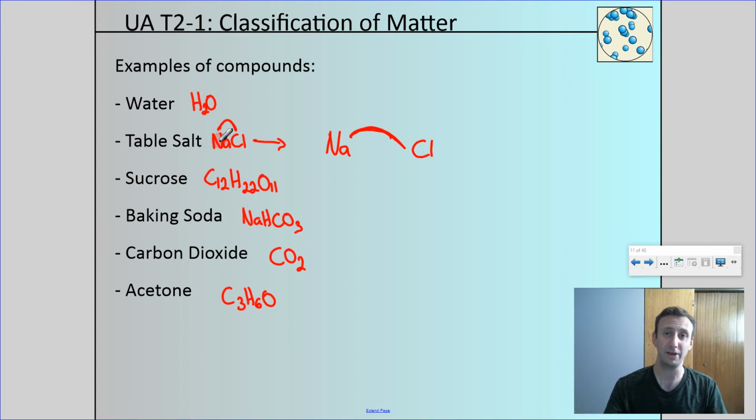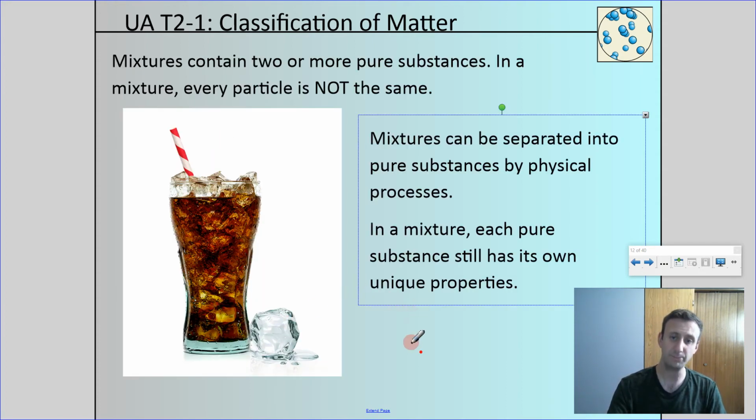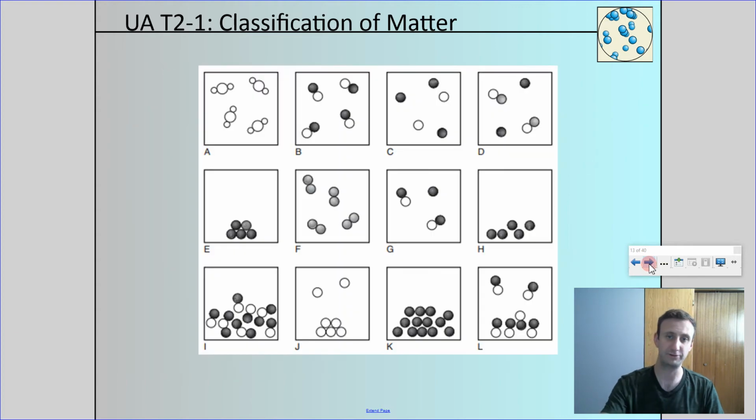So in a compound, you don't have the elements' properties anymore. You have the compound's properties. But in a mixture, you still see all of the properties of the pure substances that are mixed together inside of the mixture. So let's take a look at this, and again, considering the particles, talk about which ones are mixtures. In other words, which one of these has more than one type of particle present?